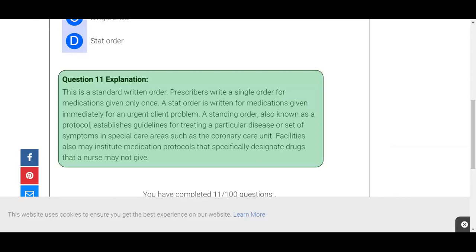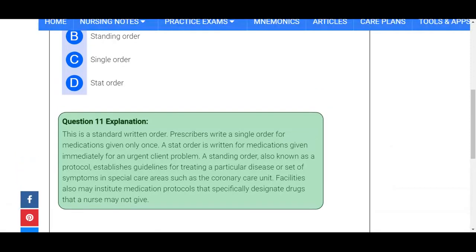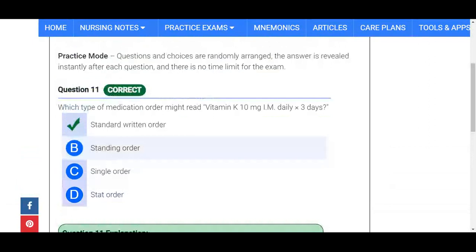Facilities also may institute medication protocols that specifically designate drugs that a nurse might not give. So this is again a standard written order. The reason for that, we have here the vitamin K. This is a generic name. We have a lot of brand names available for vitamin K.